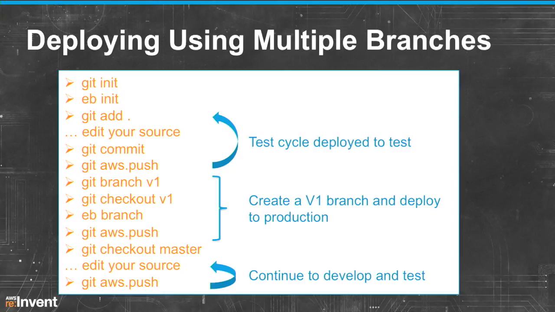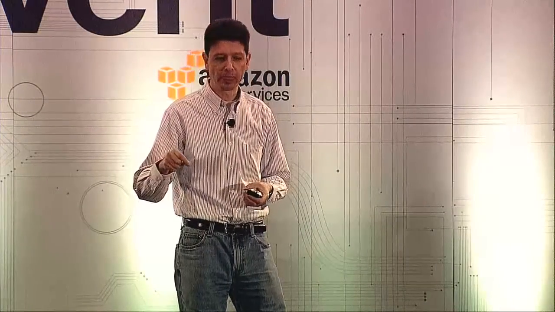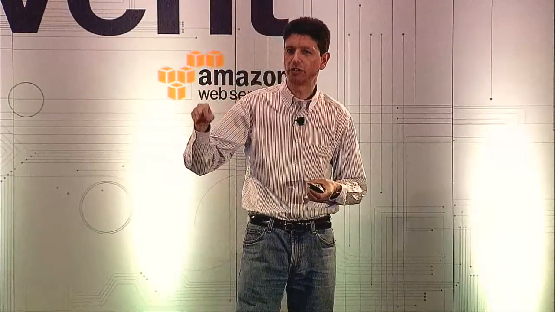Now I can just flip between branches. So I can check out the master, edit the source, do a git AWS push. Now I can push back to the test environment, so I can continue my development cycle. Eventually, I might want to then create another branch, a V2 branch, for example. So I can do a git branch, a git checkout, and then I can do another EB branch. And I can associate that with the same environment as the V1 branch. And we keep that entire history, and we'll look at whichever branch you're in. We'll push that to whatever environment is configured.